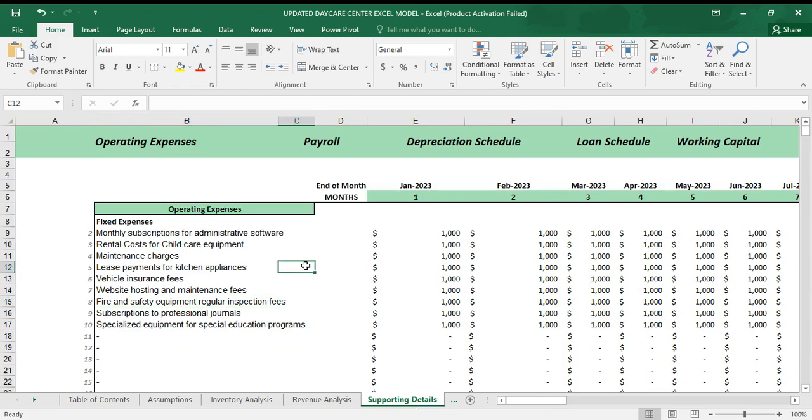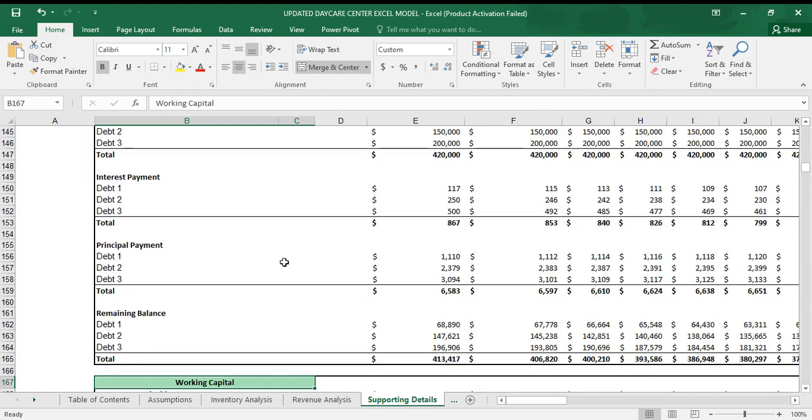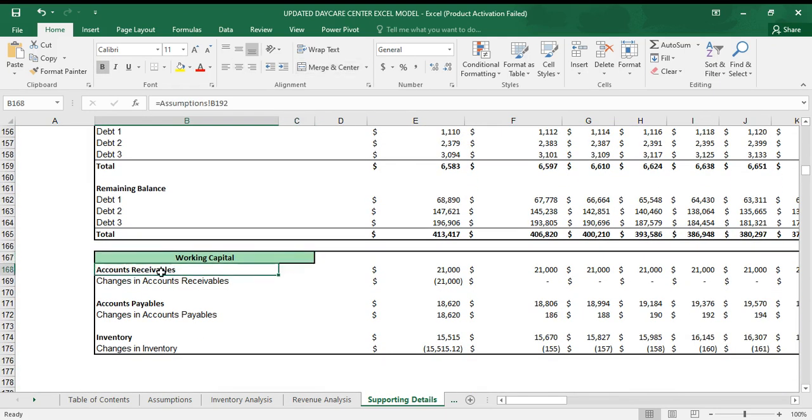In the supporting details sheet, we have calculated the total major operating expenses of the business. Now these include the fixed operating expenses, variable operating expenses, payroll, depreciation, loan, and working capital assumptions. In the working capital analysis, we have calculated the accounts receivable, accounts payable, and inventory figures.